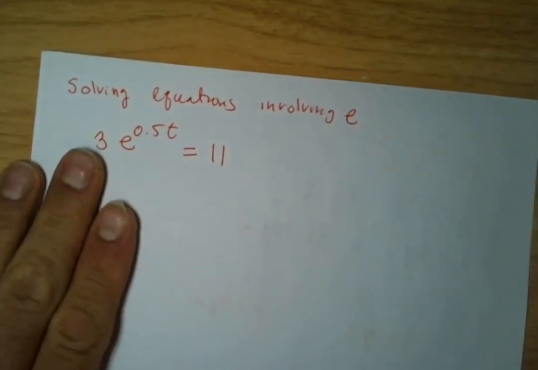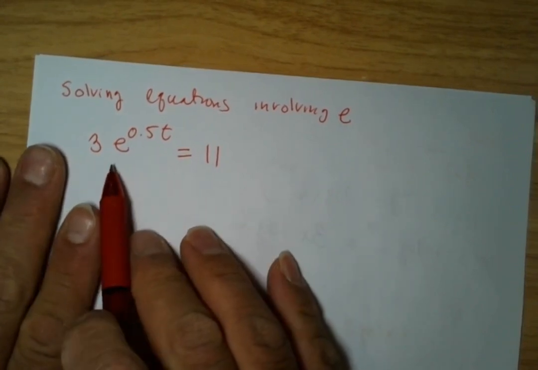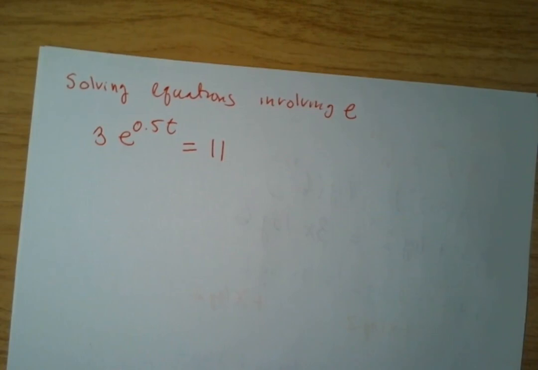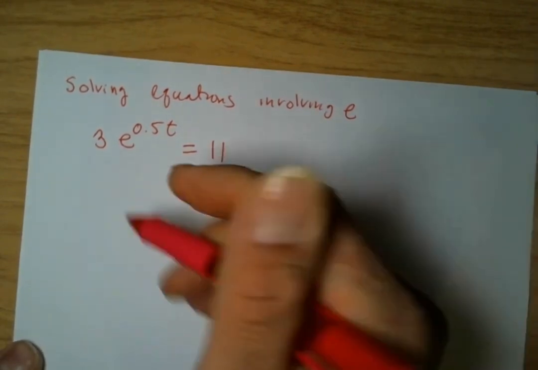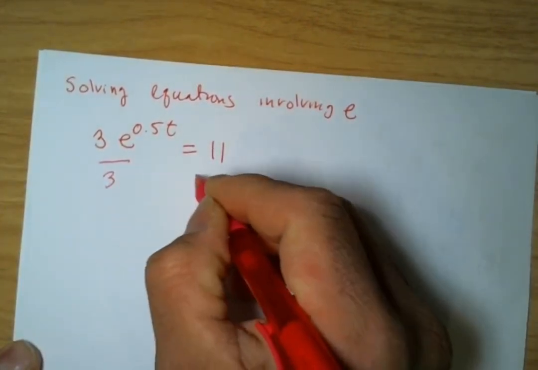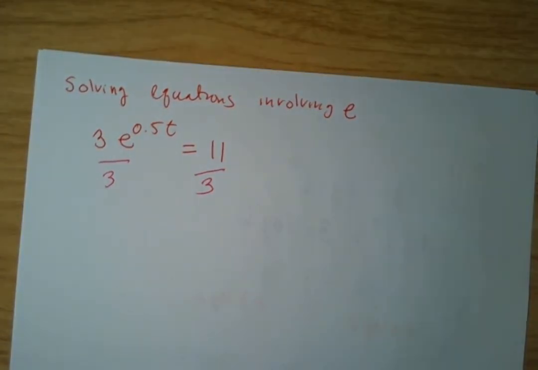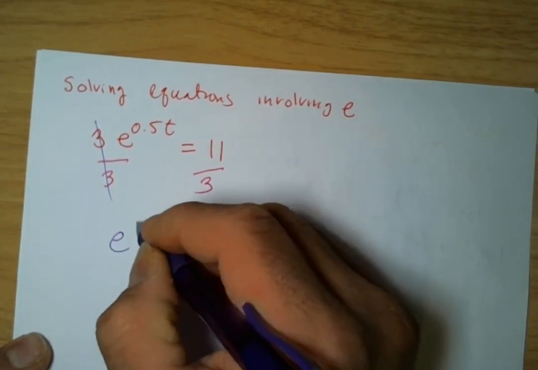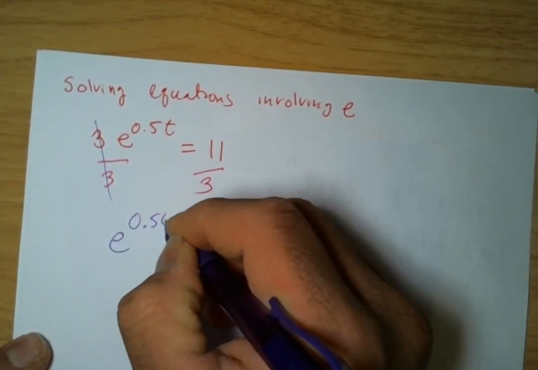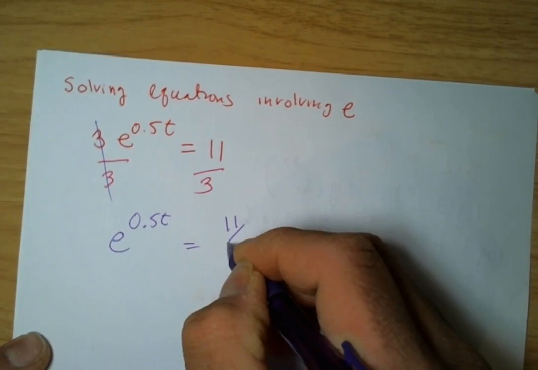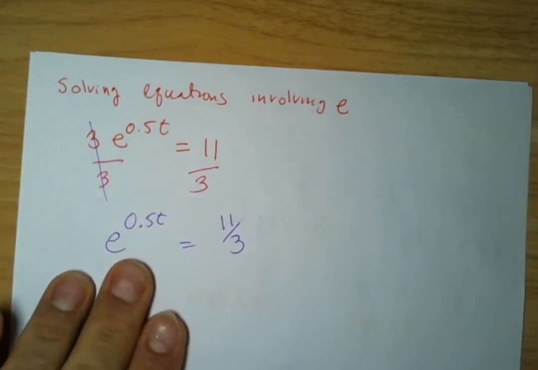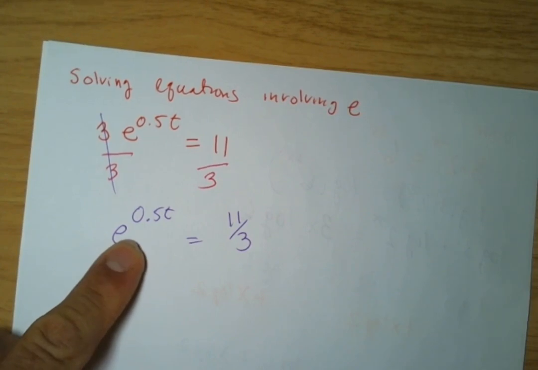So what I want to do here is isolate the exponential. This is in this case our exponential with base e. So I'm going to divide both sides by 3. So this reduces to 1. We have on the left side e to the 0.5t, and on this side we have 11 over 3.